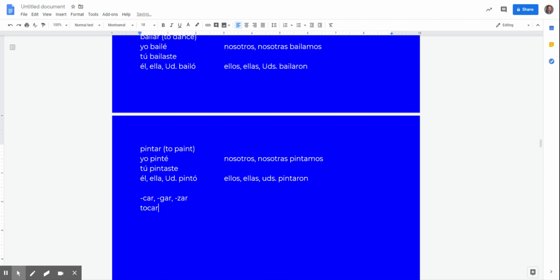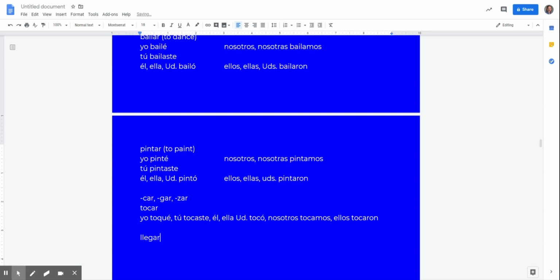So a verb like tocar, when you conjugate it in the yo form, you have to change the C to a QU to keep the K sound. So you say yo toqué. If you don't use the QU and you leave it as a C, it's wrong. Okay, so it's just the yo form. If you do the tú form, tú tocaste, the C is fine there, so you don't have to worry about it. Él, ella, usted tocó, nosotros tocamos, and then ellos, ellas, y ustedes tocaron.